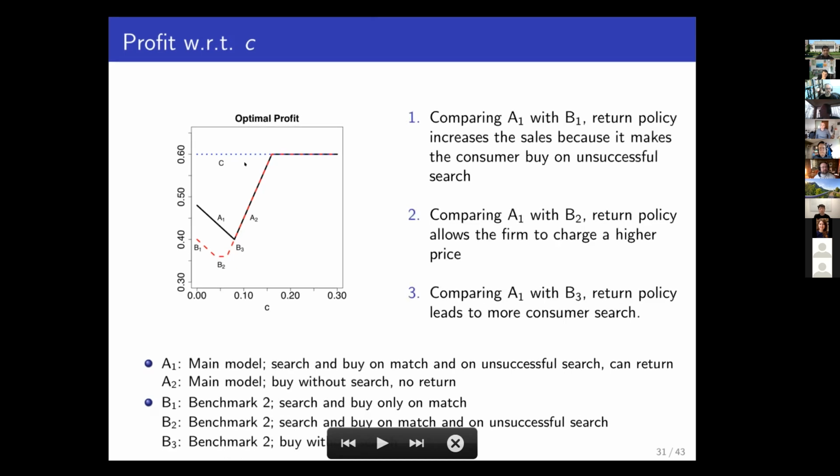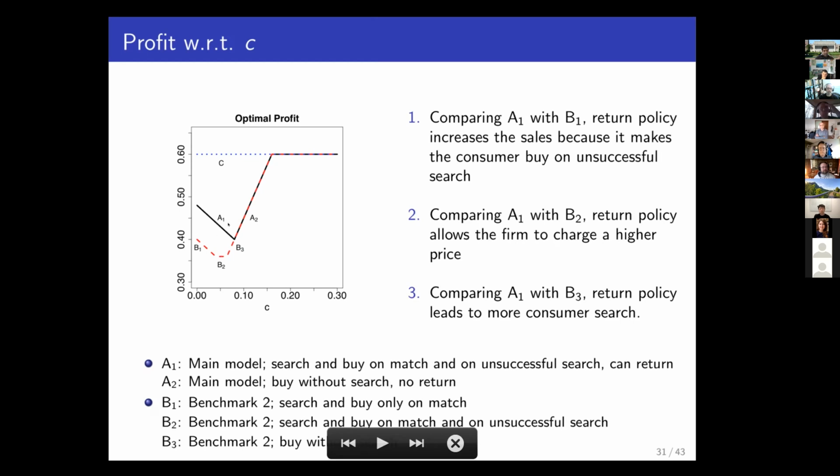And if we compare A1 with B1, the return policy is increasing sales because it's making the consumer buy on unsuccessful search when they otherwise would not have bought, because they can return if it doesn't match. If you compare A1 with this B2, the return policy allows the firm to charge a higher price, and that's how the firm is helping.